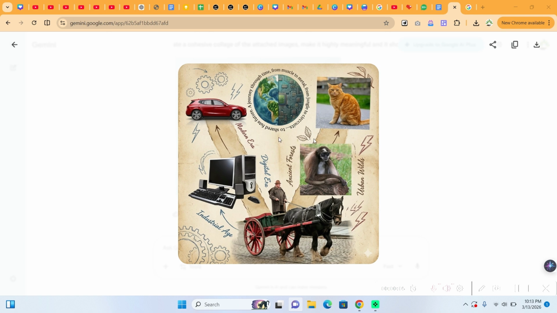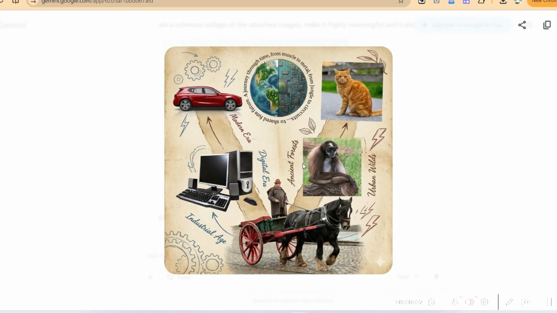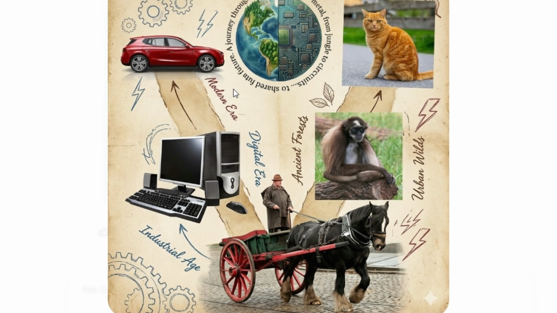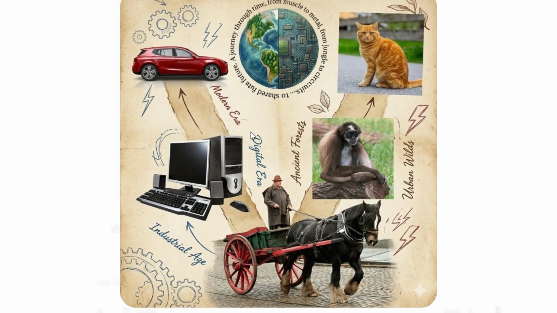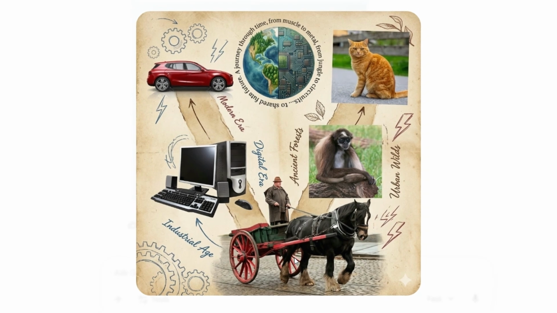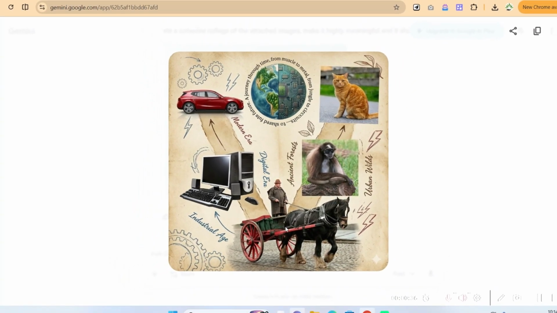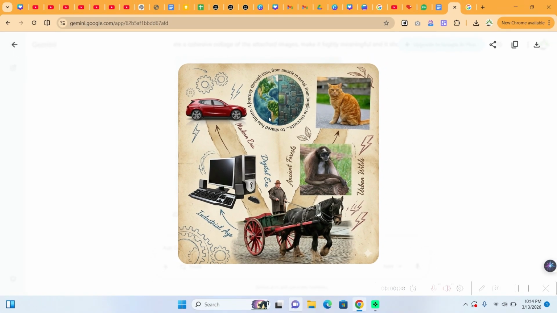And in this video we're going to learn how to create a collage of images just like this that we can see that tells a story from the modern era to the industrial age to ancient forests to urban wilds, as well as this transition. And you can see with the arrows, this is the digital era. You can see it's now here to tell us a story. These are different images that the AI combined together, and it has given us a fantastic story out of it.